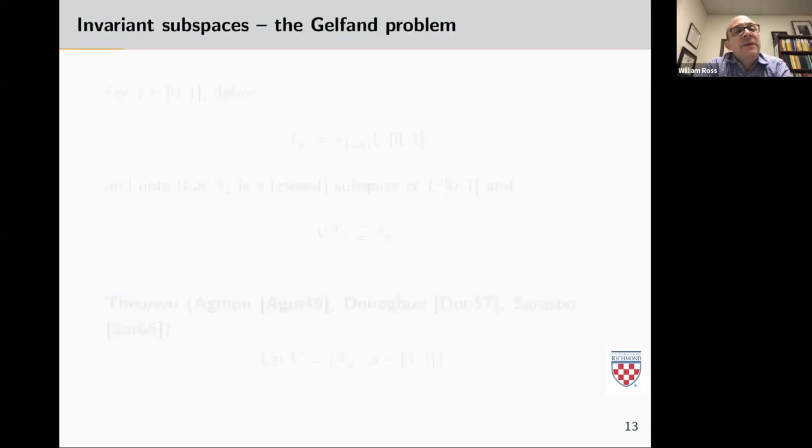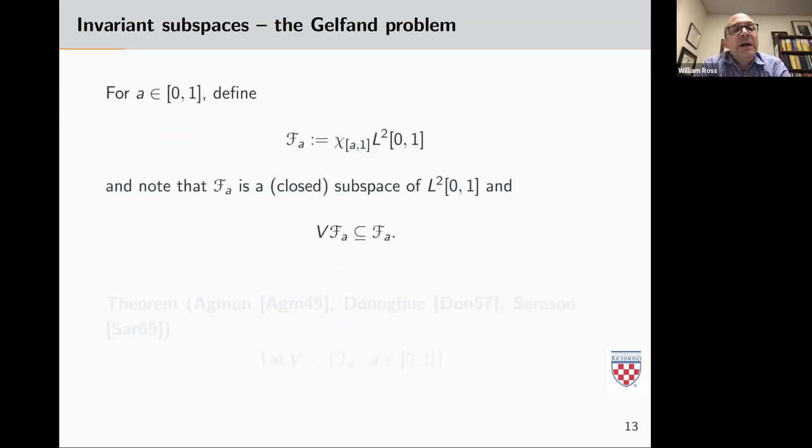All right, the invariant subspaces of the Volterra operator. This is what's known as the Gelfand problem. For a number a between 0 and 1, look at this space F sub a. It's defined to be the characteristic function on [a, 1] times L2 of [0, 1]. This is essentially the functions in L2 of [0, 1] which are 0 almost everywhere on [0, a]. So this is a closed subspace of L2.